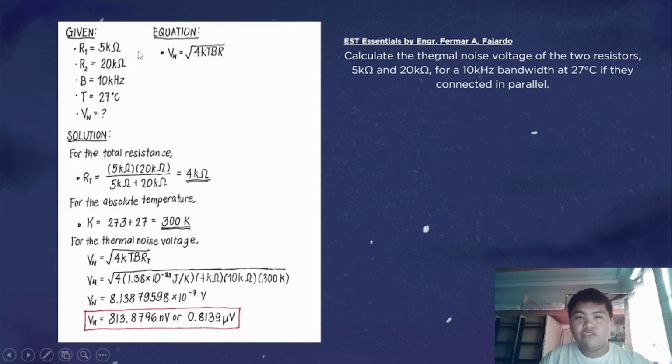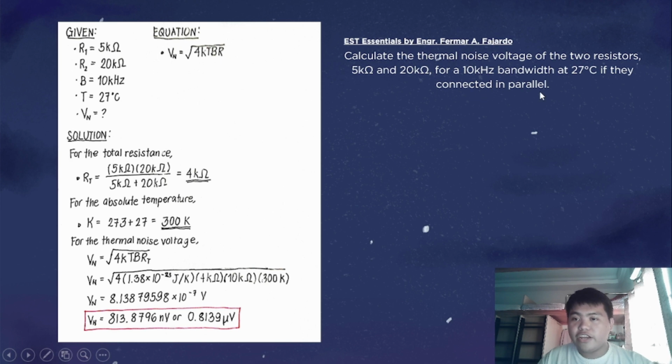So we have R sub 1 equal to 5 kiloohms, then R sub 2 equal to 20 kiloohms, and we have the bandwidth of 10 kilohertz and a temperature of 27 degrees Celsius. Since we need to find the thermal noise voltage, we will use the equation given. V sub n is equal to the square root of 4kTBR. However, we need to find the total resistance.